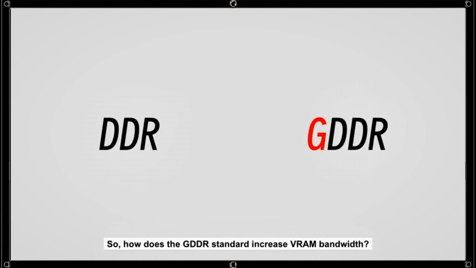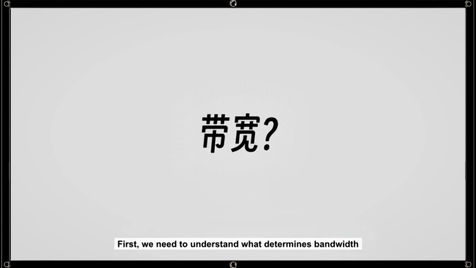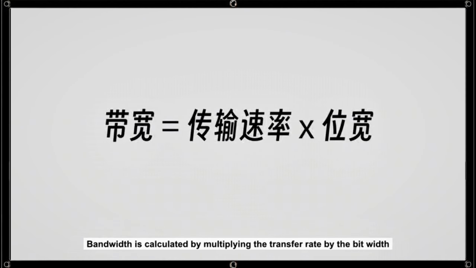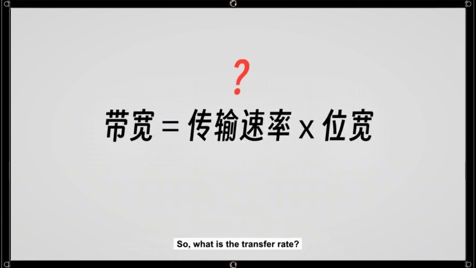So, how does the GDDR standard increase VRAM bandwidth? First, we need to understand what determines bandwidth. Bandwidth is calculated by multiplying the transfer rate by the bit width. So, what is the transfer rate? And what is bit width? Let's use a simple analogy.